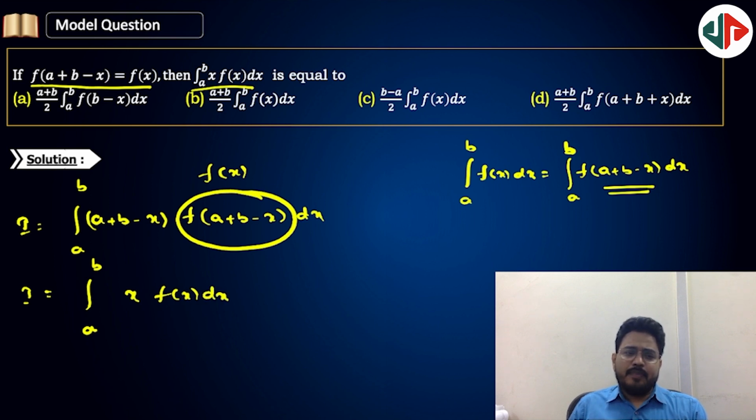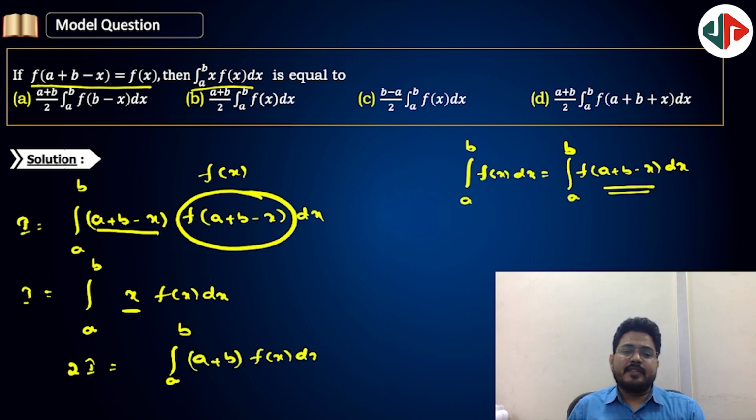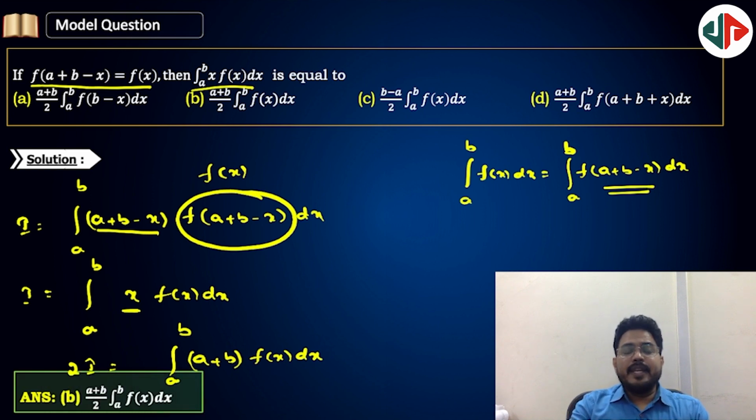When you add these up, 2I is equal to integral a to b, f of x is common, a plus b minus x plus x. So you are going to get a plus b into f of x dx. So B is the correct answer for this question.